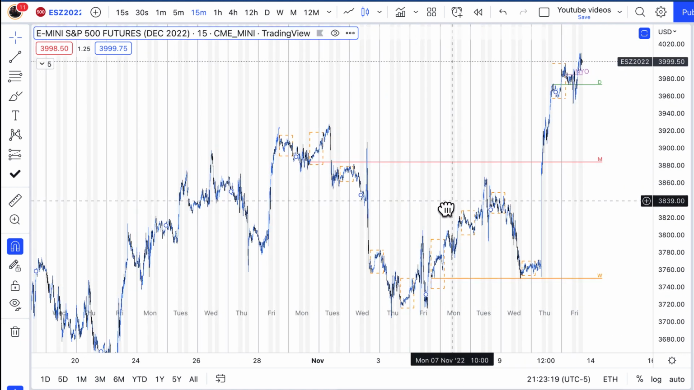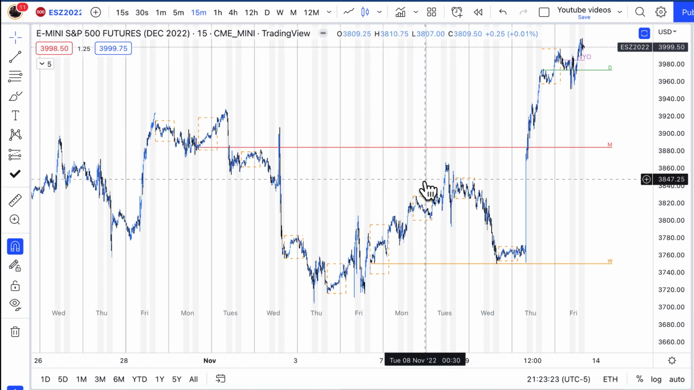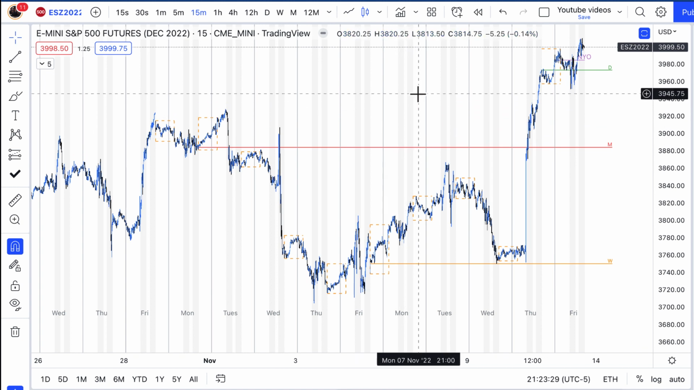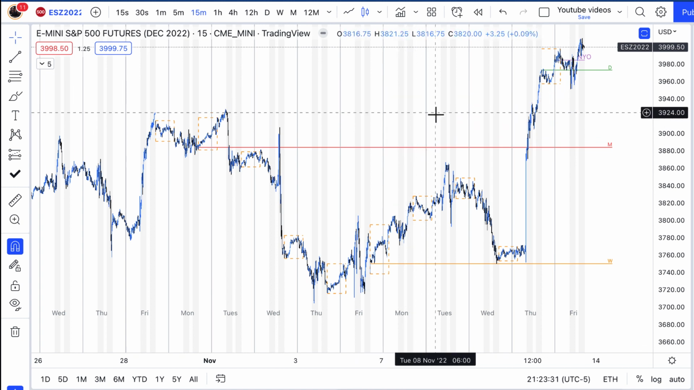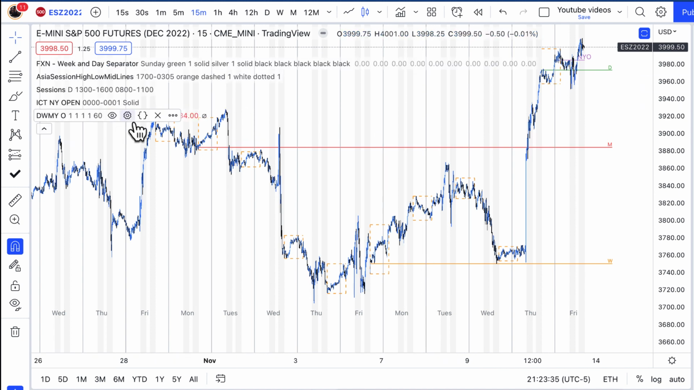The same goes with the monthly. If you think that the month is going to be a bearish month and we're sitting above the monthly opening price, right, then you know that most likely you can start looking for some shorts because you're in a premium. So these are the only 5 indicators I use.